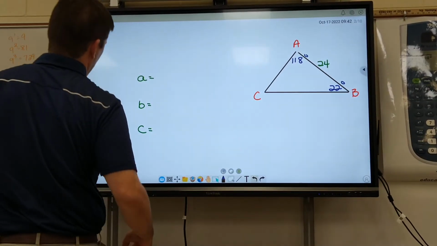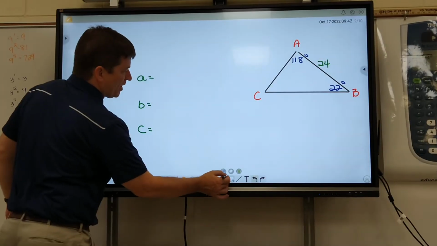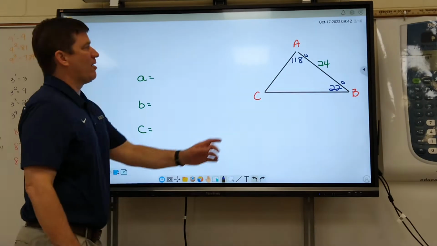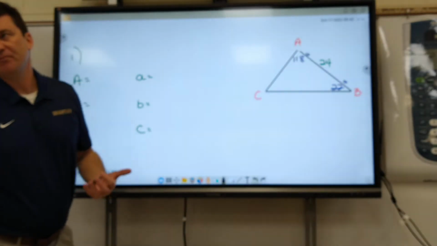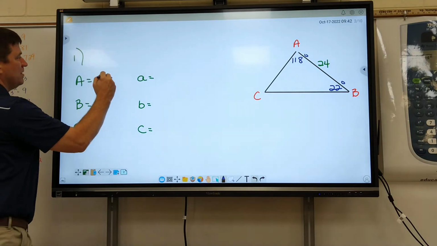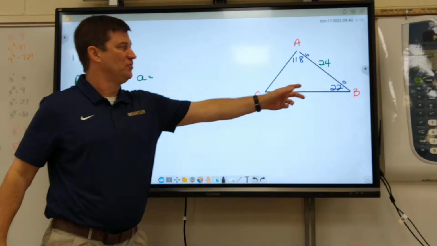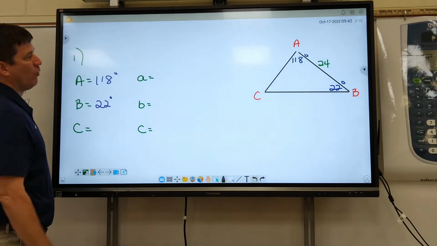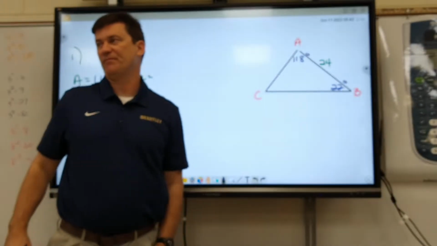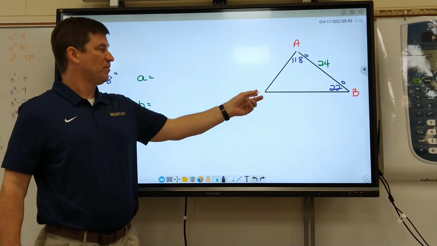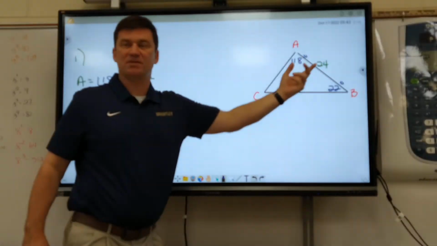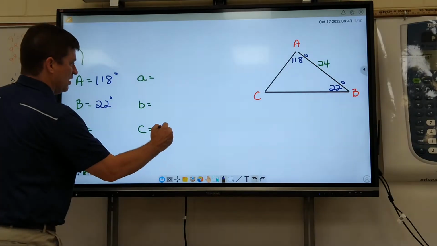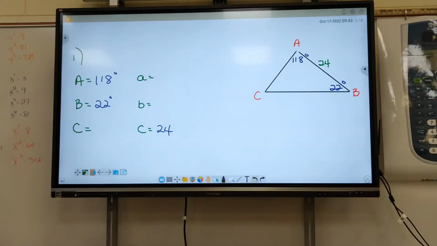All right, so when we start writing our answers in, where did I write 118? Where does it go? Angle A, 118 degrees. How about 22? That'd be angle B, right? Where did I write 24 at? It's across from angle C, so it goes inside C. So 24 goes here. All right, little c is side C.